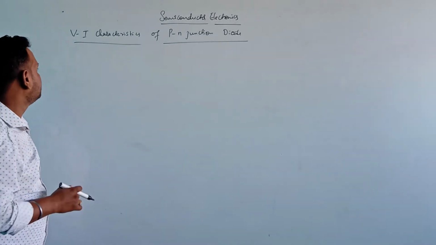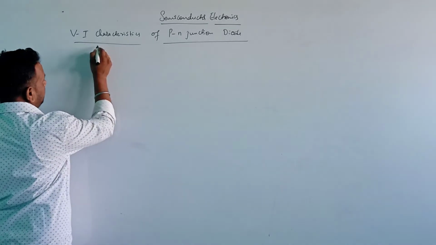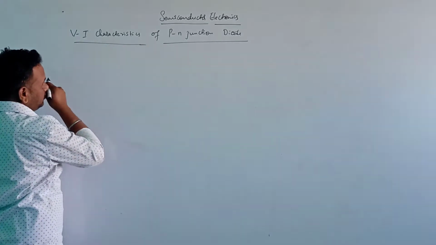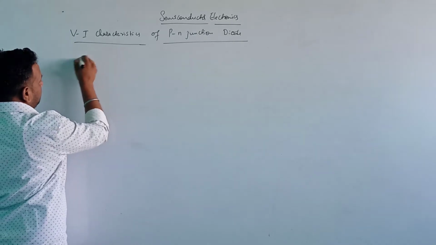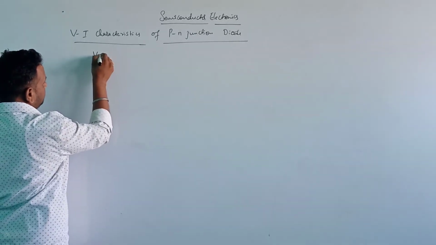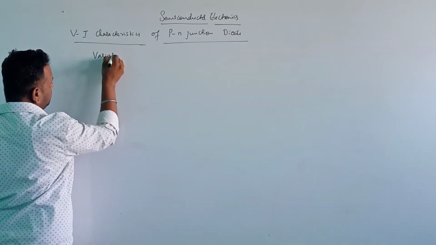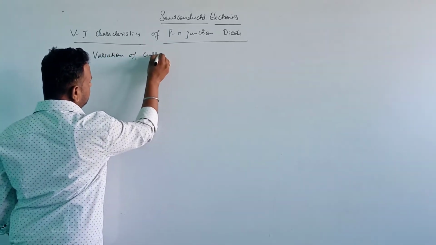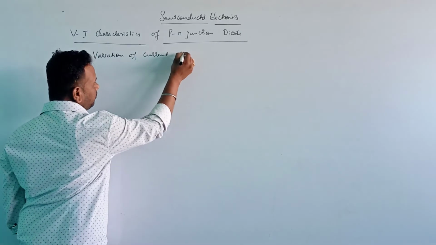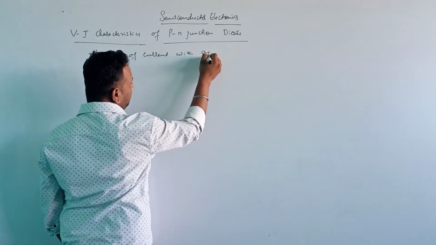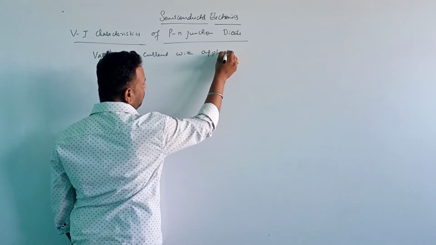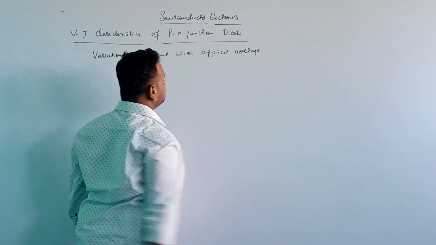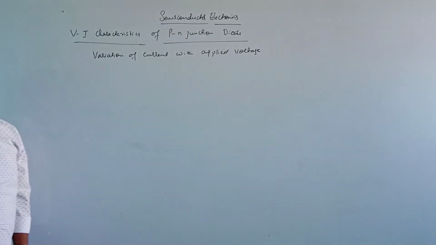So here I am writing: VI characteristics is the variation of current with applied voltage of a PN junction diode.